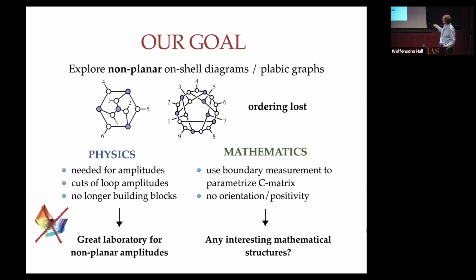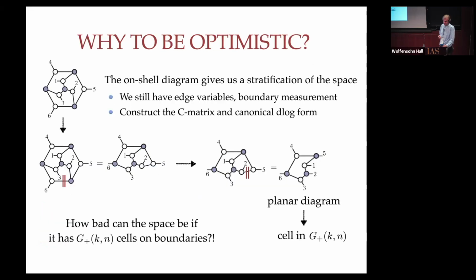For me, the mathematical motivation is that we can still take these diagrams and associate some geometries with them. We can use the same procedure as in the planar case. We are losing positivity or orientation on these graphs, but the goal would be to see if positivity and other things are replaced by some other properties, some other structures.